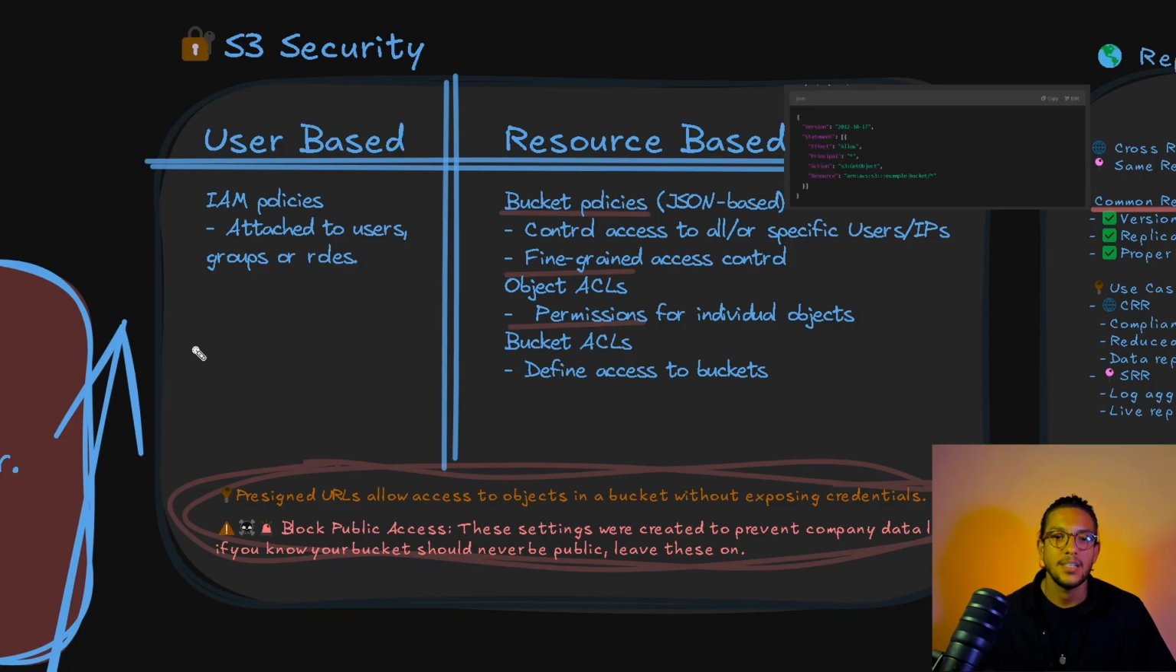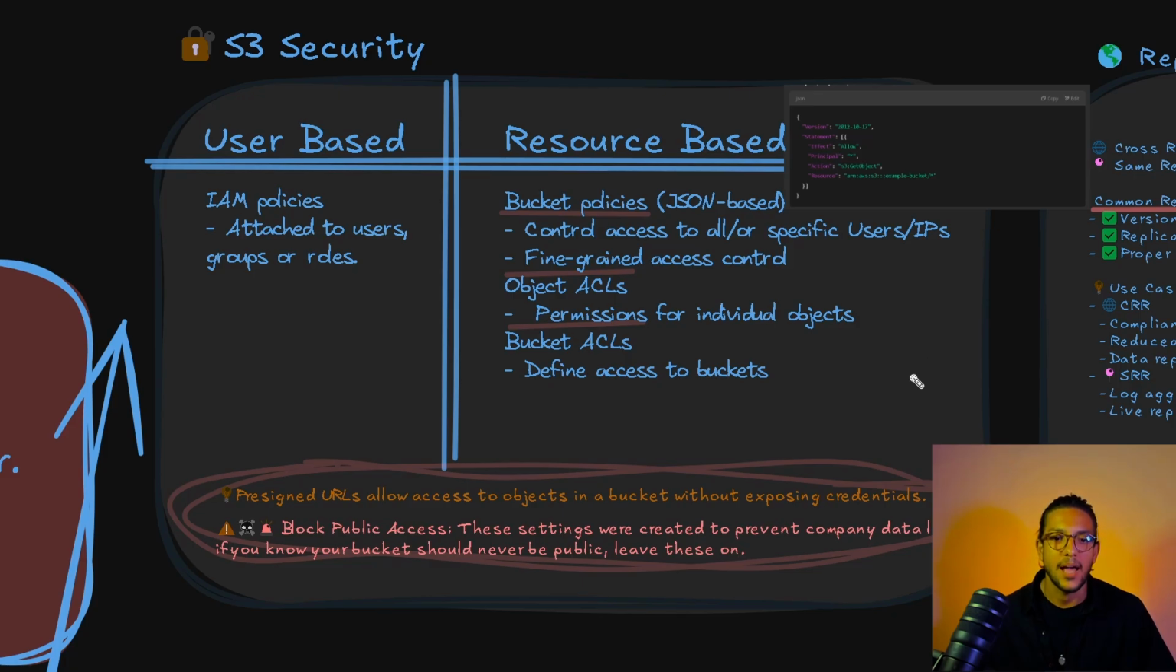When implementing S3 security, you will typically use a combination of user-based and resource-based controls. User-based controls through IAM determine what actions specific users can perform across AWS, while resource-based controls, like bucket policies, define what can happen to specific S3 resources regardless of who's requesting access. This dual-layer approach creates defense in depth.